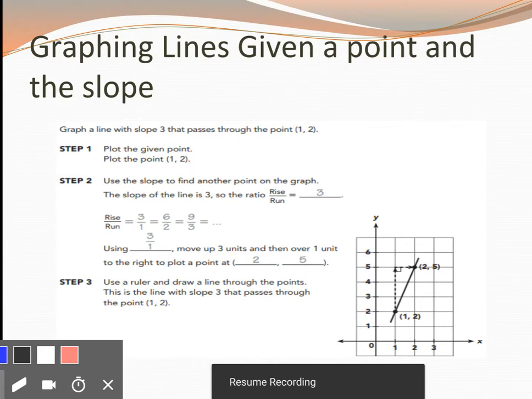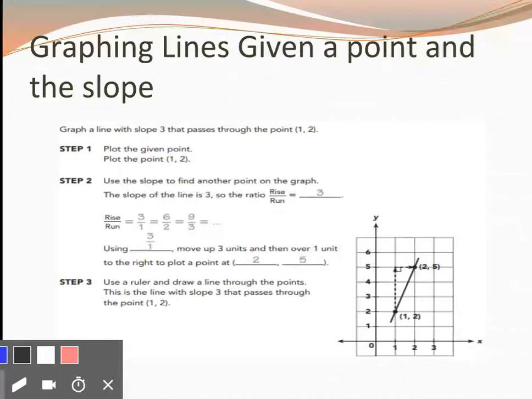All right, and lastly, you're going to graph lines given a point on the line and the slope. So this is a different point besides the y-intercept. In this example, we have a slope of 3 and the point (1, 2) given. The first step is always going to be to plot your first point, and they did that here for us, (1, 2).